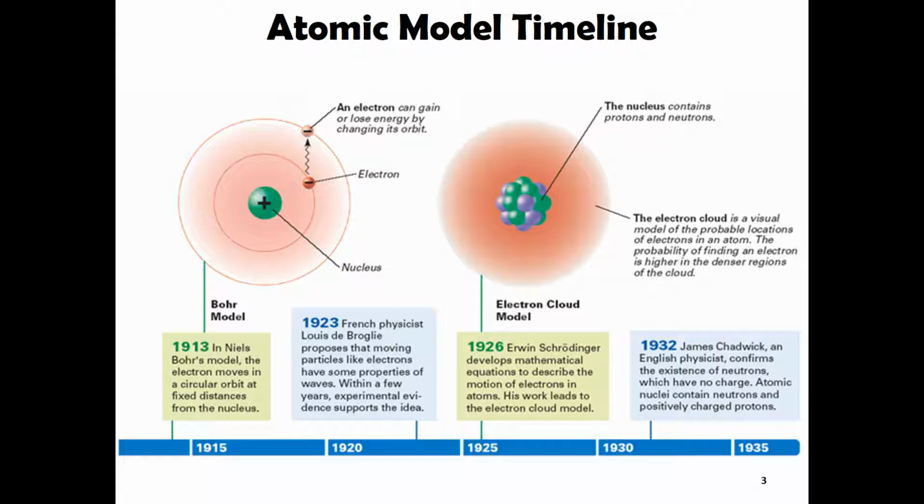So we now have electrons. We now have energy levels. We now have a nucleus. From the nucleus, we can derive the proton. And what else is in the atom but the neutron? James Chadwick was an English physicist that discovered the neutron. And so atomic nuclei contain both neutrons and positively charged protons, was James Chadwick.